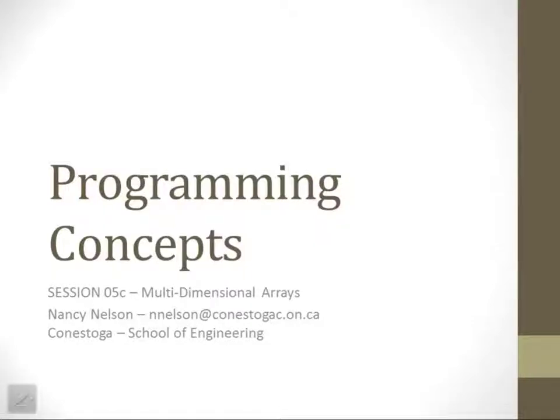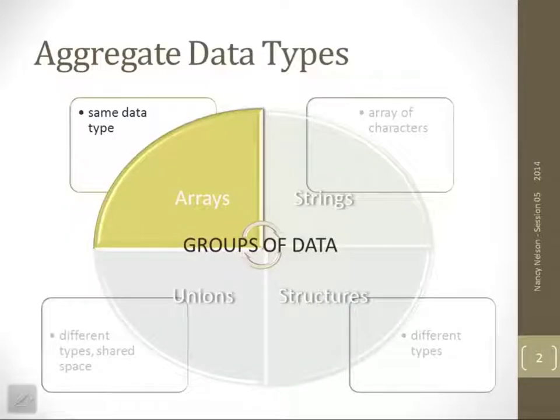In this session, we're going to talk about multidimensional arrays. You remember that we have four main types of aggregate data: arrays, strings, structures, and unions. And we remember that with an array, all of the data that's stored in the array is the same type. So they're all integers, or they're all floating point numbers, or they're all strings.